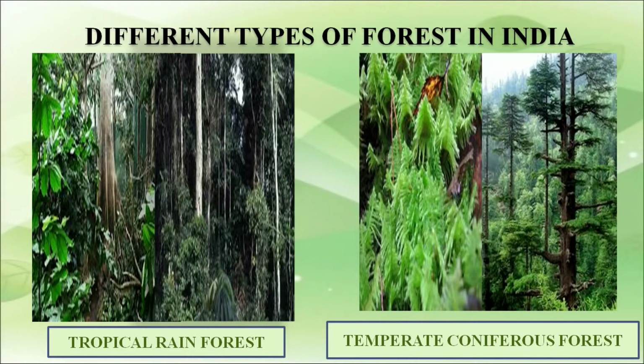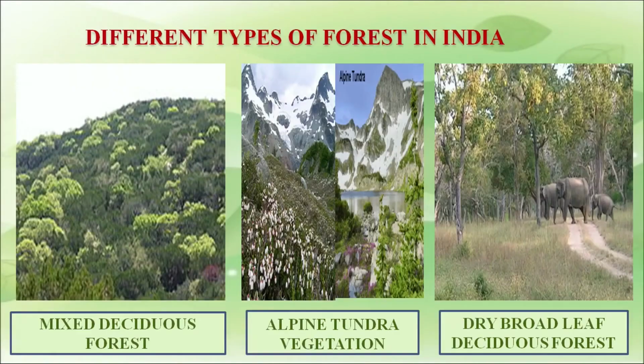Look at the figure, these are tropical rainforest and temperate rainforest. Another figure is mixed deciduous forest, alpine tundra vegetation, dry broadleaf forest, different types of forest as mentioned in the previous figure. Look at the figure, there is a variety of flora and fauna found in India.